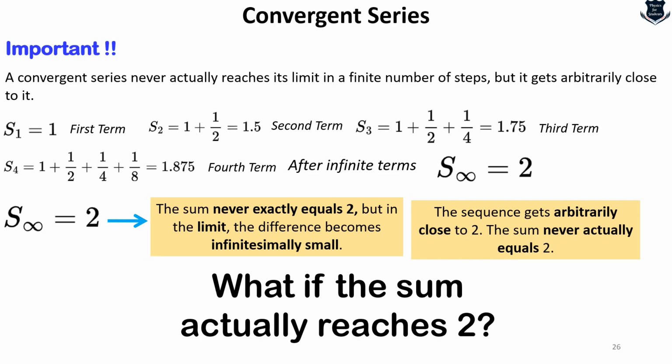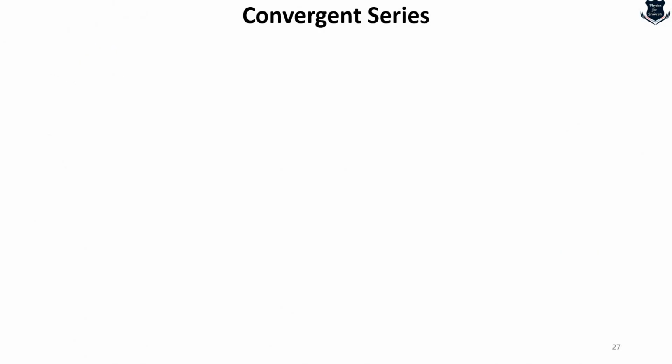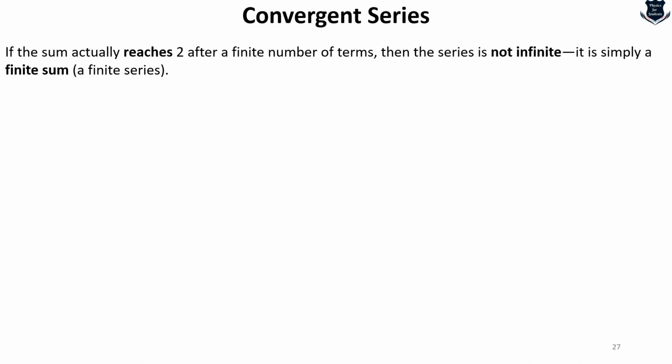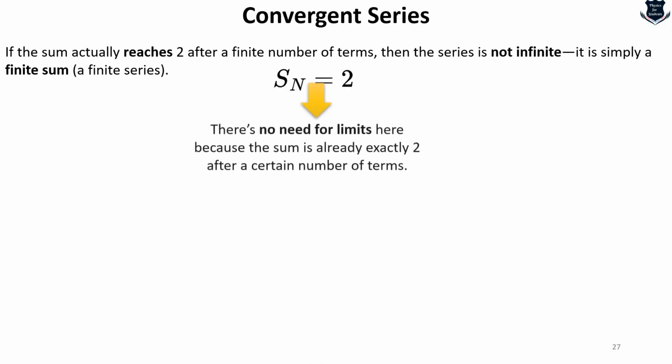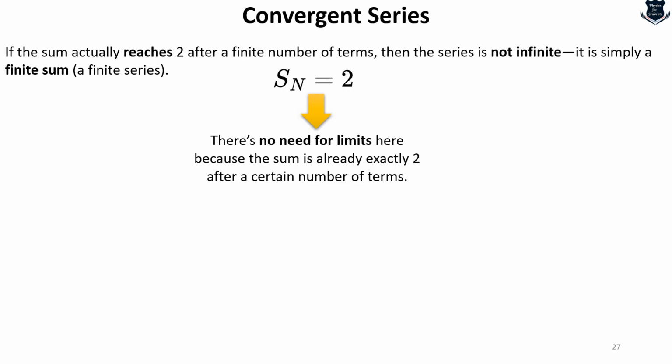Now, as mathematics always deals with weird and abstract concepts, let us understand what happens this way. Say, for example, that it actually reaches 2. What will happen? A hypothetical case. There are 2 things which might happen. First, if the sum actually reaches 2, we should say that the series is not infinite. That means it is simply a finite sum, say Sn equals 2 or 3 or so. So obviously there is no need for limits because the sum is equal to 2 after a certain number of added terms.